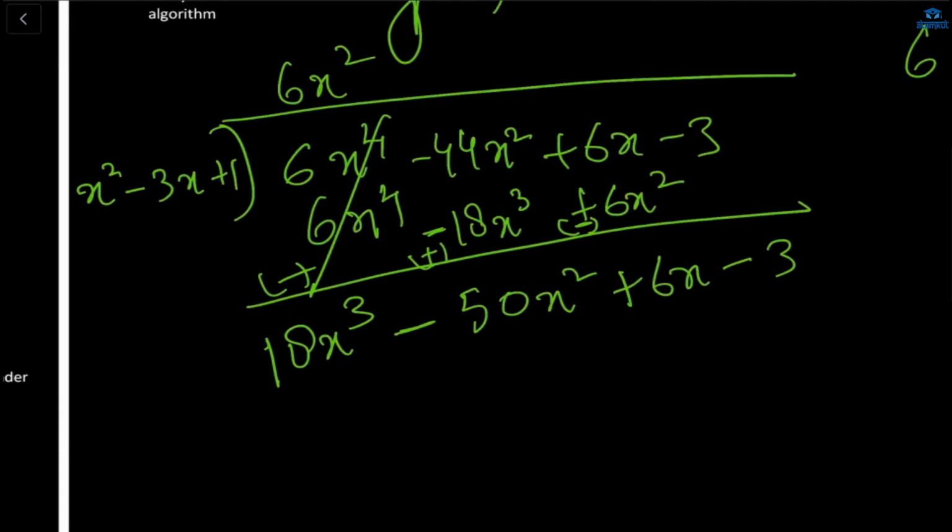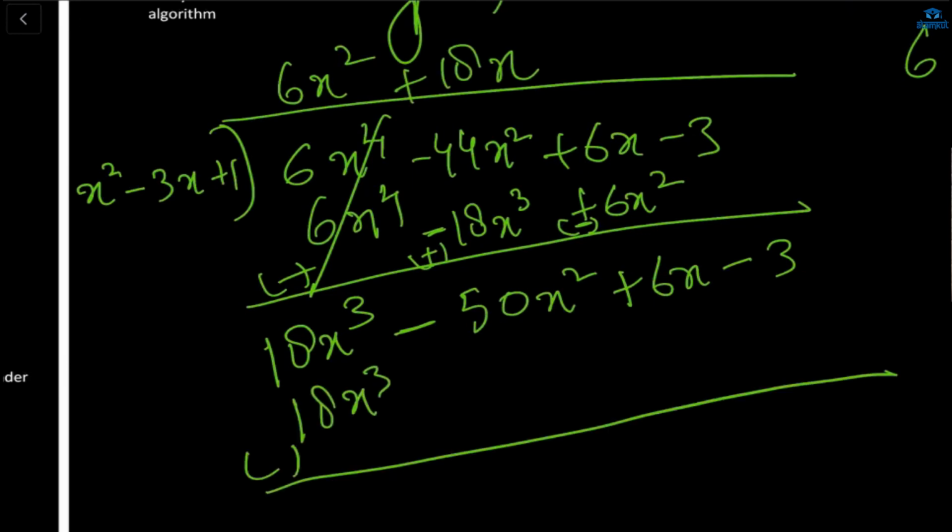You will multiply it by 18x. Yes, 18x. So it will be 18x cube minus, so this will be cancelled. Now you will do the same with the other values of the coefficient, that is, it will be minus 54x square plus 18x. Now signs will be altered.